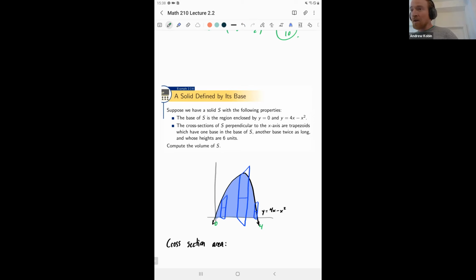So there's our region. What does this look like? Well, I tried to draw this not so much to scale, but so that we can see everything all at once.